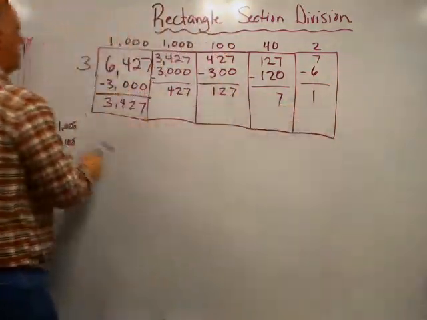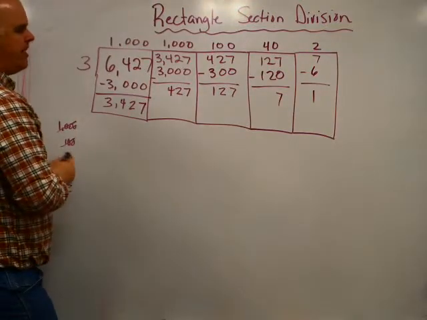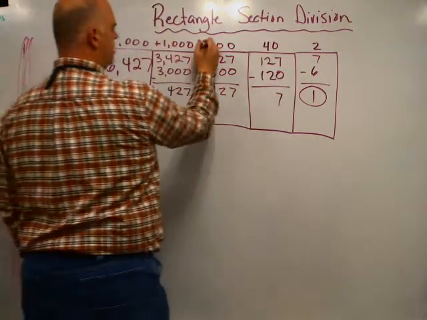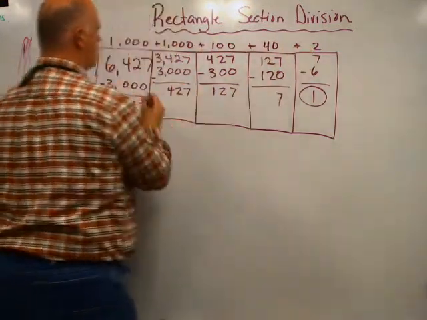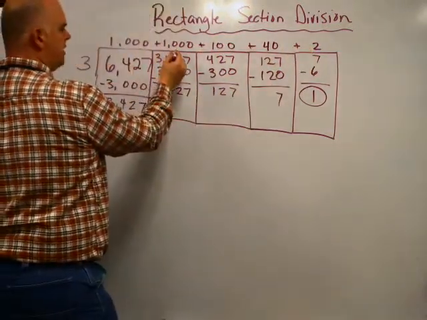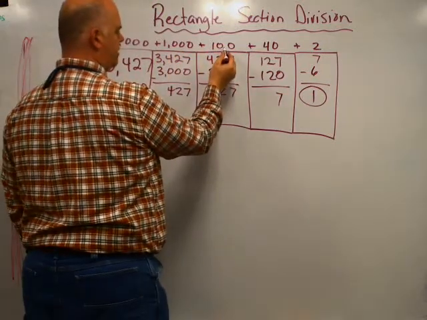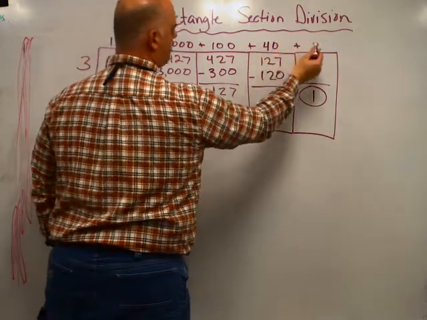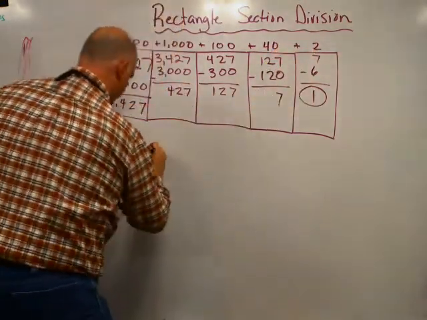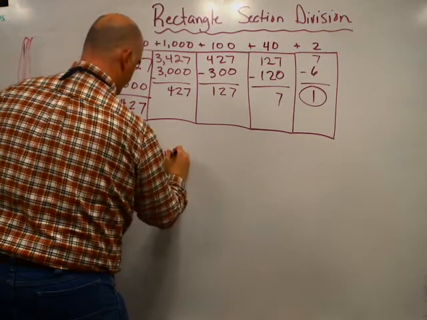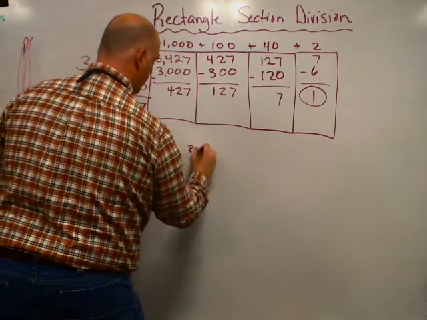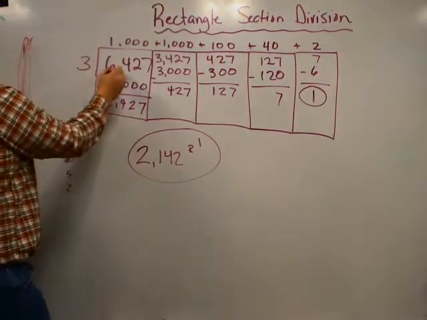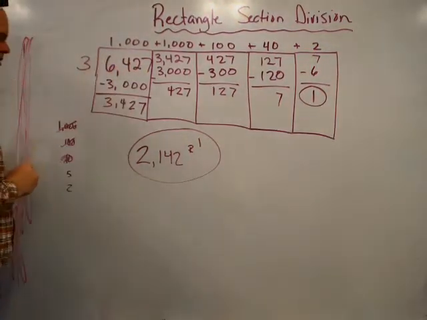Now 1 remainder, and I have 3 things to share it with, and now I'm done. So this becomes my remainder, and to get my answer, all I do is add up those numbers. So 1,000 plus 1,000 is 2,000, plus 100 is 2,100, 2,140, 2,142. So my answer is 2,142 with a remainder of 1. So that is my answer for 6,427 shared with 3 groups.